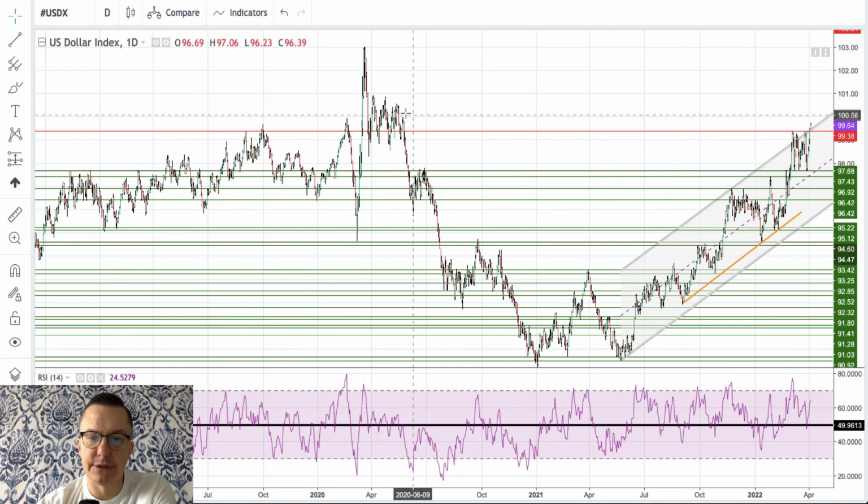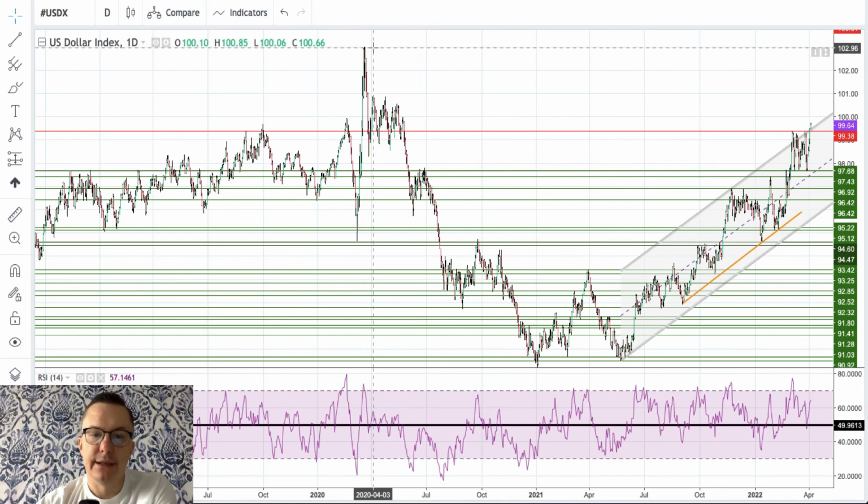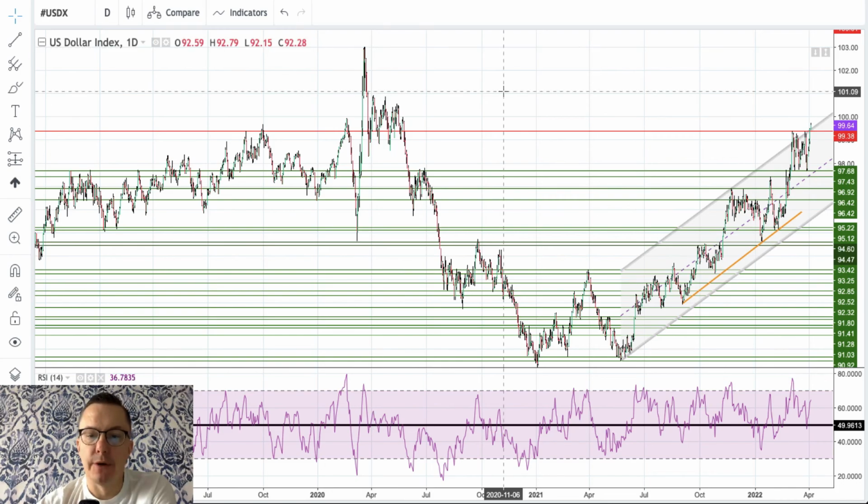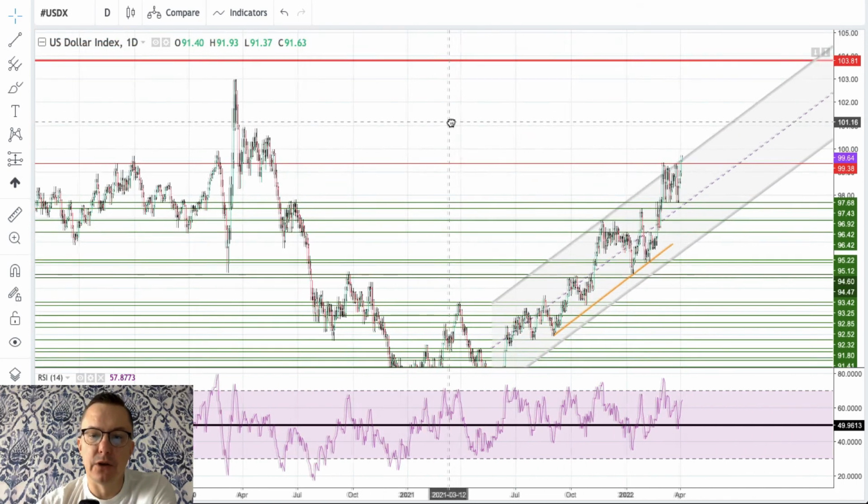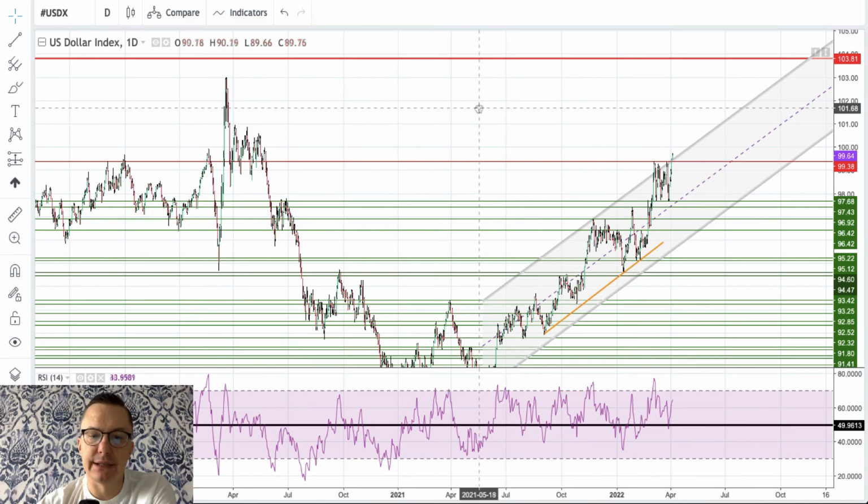Let's take a look if there's any more precise target. There you go, 100 is the next target. Then there is 101.58 and then 101.86. The highest visible high in 2 years is at the level of 102.96, basically 103 points. So will we get there or not? I think we might get there.